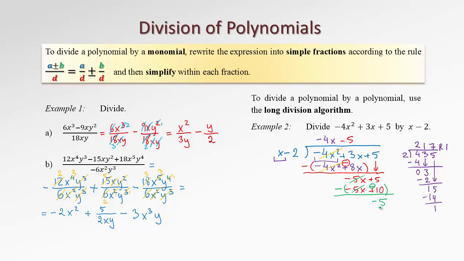That's our remainder. Therefore, we can say that negative 4x squared plus 3x plus 5 divided by x minus 2 is equal to negative 4x minus 5 with remainder negative 5. But instead of writing remainder negative 5, we can say equivalently plus negative 5 over the divisor, x minus 2, because the negative 5 was left over, it was not divided by x minus 2 yet. So that's one way of recording the answer to this division.